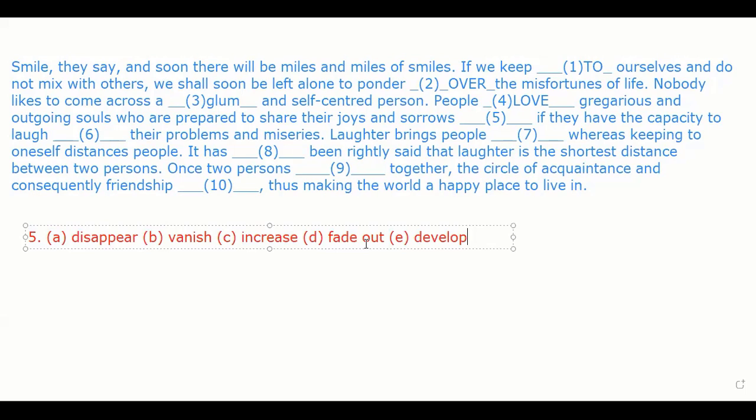Okay. Now, fifth one: disappear, vanish, increase, fade out, develop. Let me read the sentence from the beginning. Nobody likes to come across a glum and self-centered person. People love gregarious and outgoing souls who are prepared to share the joys and sorrows. Dash. If they have the capacity to laugh, dash. Think about it, everyone.